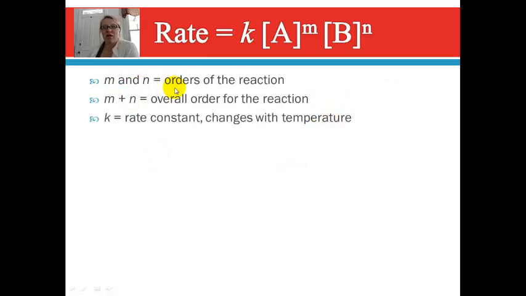So m and n are always the orders of the reaction, and if you add them together, you'll get an overall order for the reaction. And k is the rate constant, which changes with temperature, but otherwise remains the same.